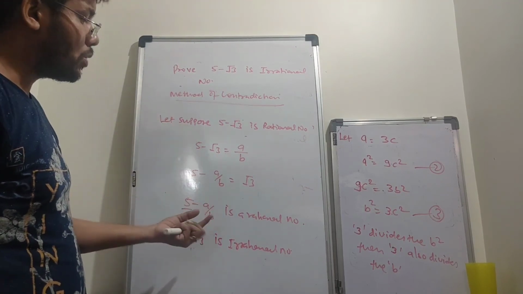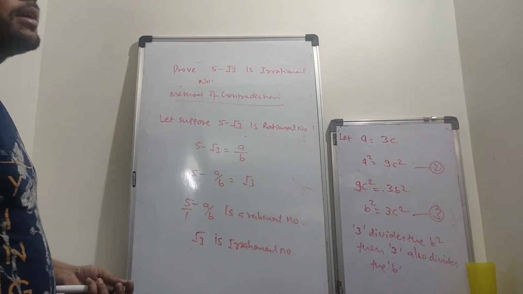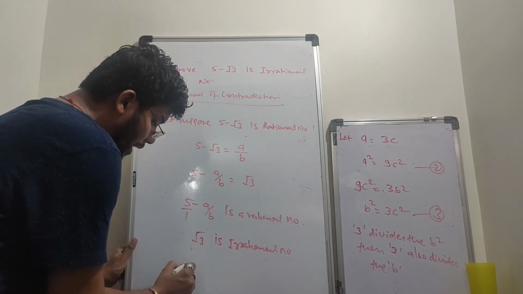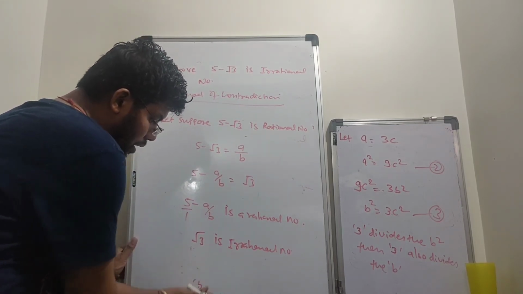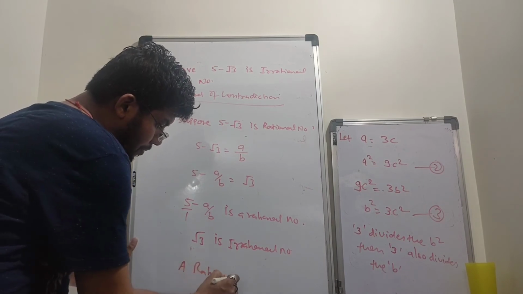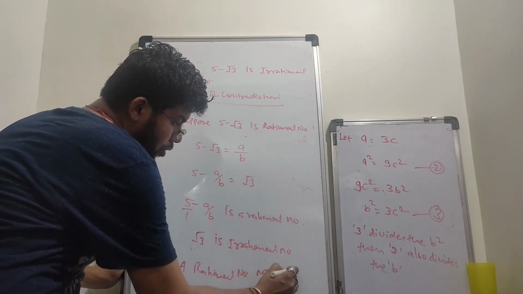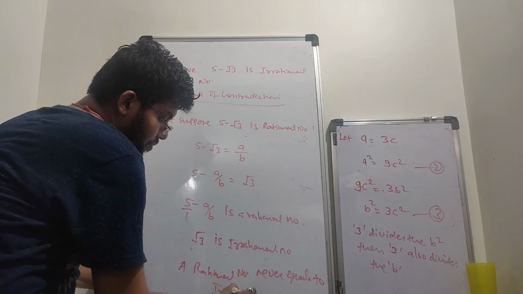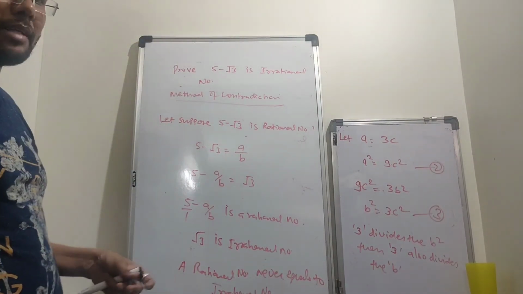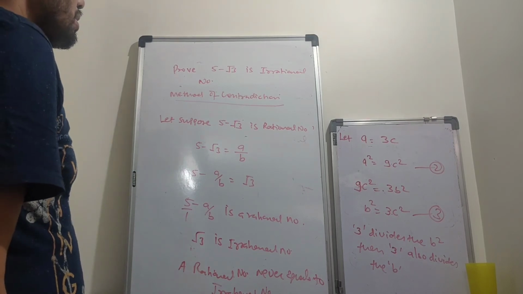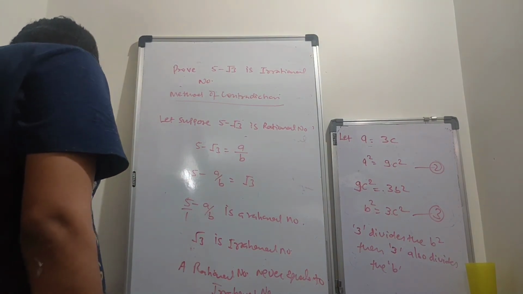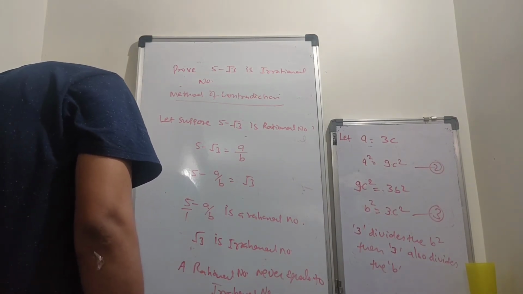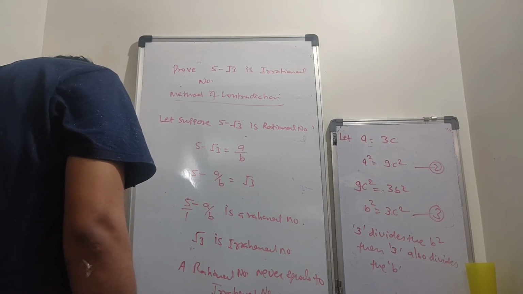So from that we conclude that 5 minus root 3 is an irrational number. Why are we saying that? Because 5 minus a by b is rational, and a rational number is never equal to an irrational number. So we can say that 5 minus root 3 is not a rational number, it is an irrational number. Is that clear? Now one more example which is also based on this method.